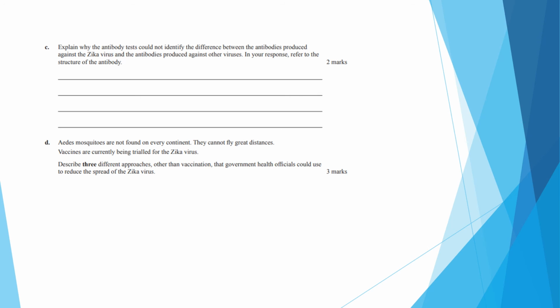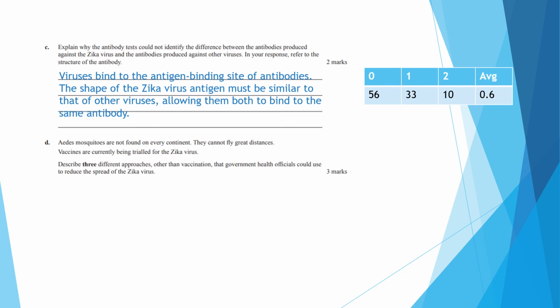Part C asks you to explain why the antibody test could not identify the difference in the antibodies produced against the Zika virus compared to other viruses. The question highlights that in your response, you must refer to the structure of the antibody. So you need to mention that the viruses would bind to the antigen binding sites of the antibodies. So you can assume that the shape of the Zika virus antigen must be very similar to the antigen of other viruses, and as a result, they can both bind to the antigen binding site of the same antibody.